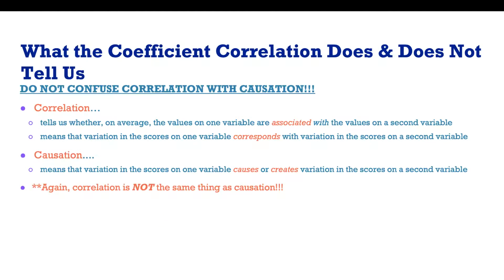One thing to note, correlation does not mean causation, okay? Correlation tells us whether, on average, the values on one variable are associated with the values on the second variable. It means that the variation in the scores of one variable corresponds with the variation in a second variable. Causation means that the variance in the scores on one variable creates the variation in the second. We are not looking at causation. We just want to know if they're related, not that one predicts the other.